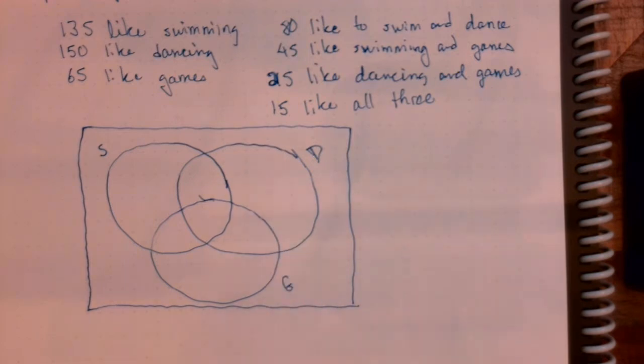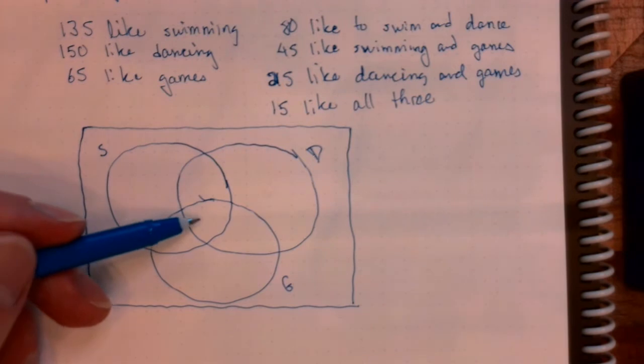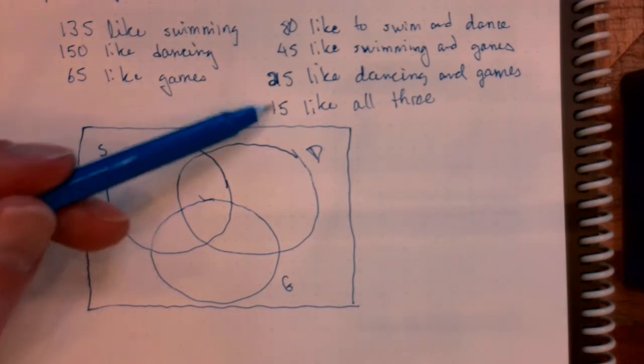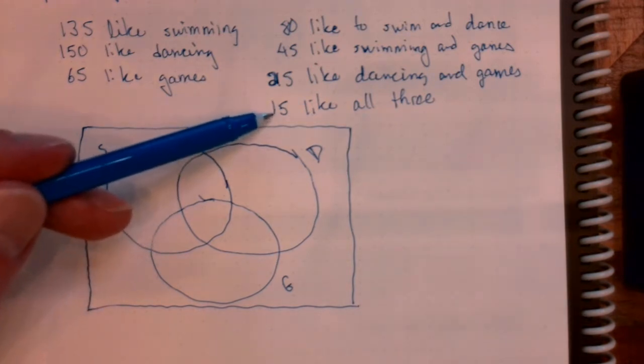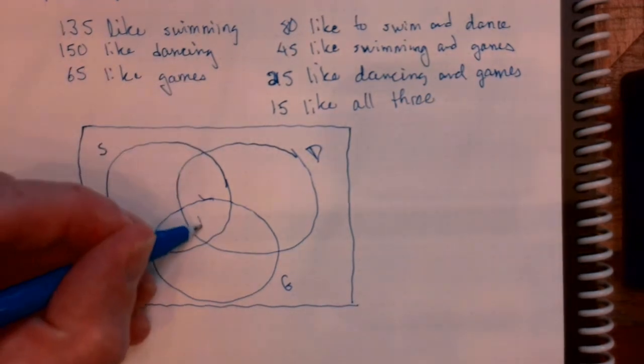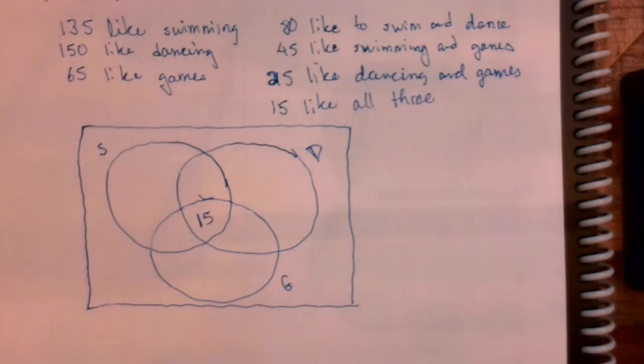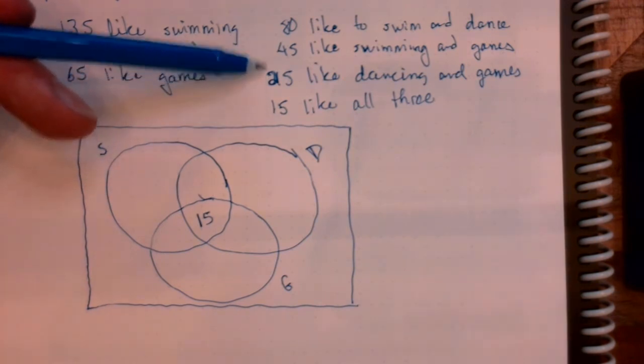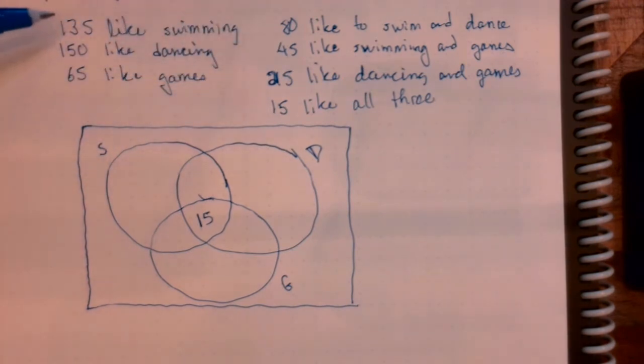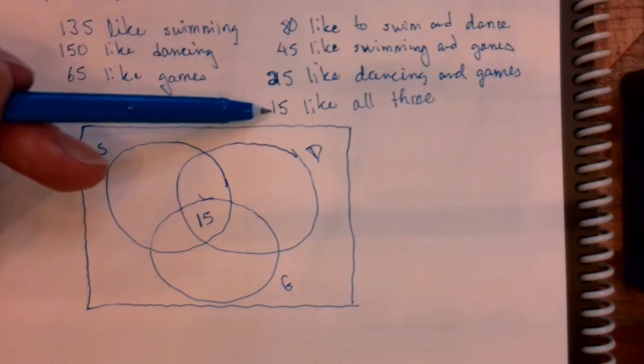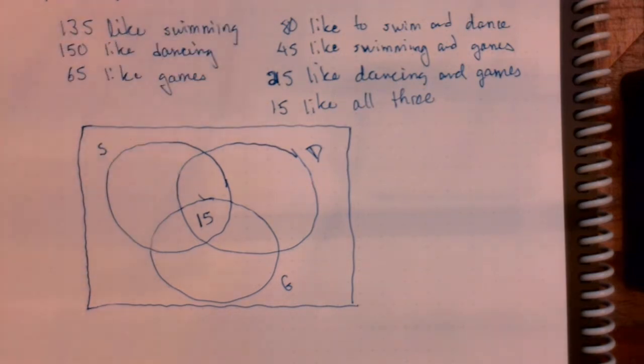Now when you have a problem like this with three sets, start here, in the middle, and fill this out first. It's going to make everything so much easier, and that's the thing they gave us last. So 15 like all three activities, so there's 15 people in here. Then work your way up from the bottom. Don't try to go from the top, that's not going to work out well for you. Go from the bottom up when you're doing this kind of problem.